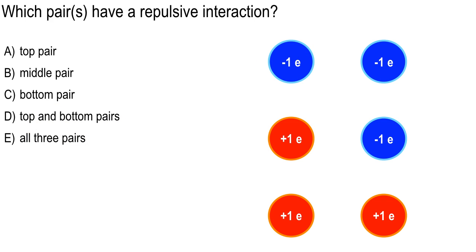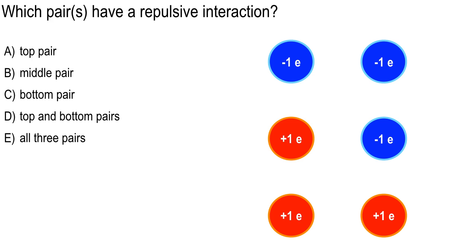Which pair has or have repulsive interaction? So think carefully about this. 20 seconds to answer. 10 seconds. 10, 9, 8, 7, 6, 5, 4, 3, 2, 1, 0.